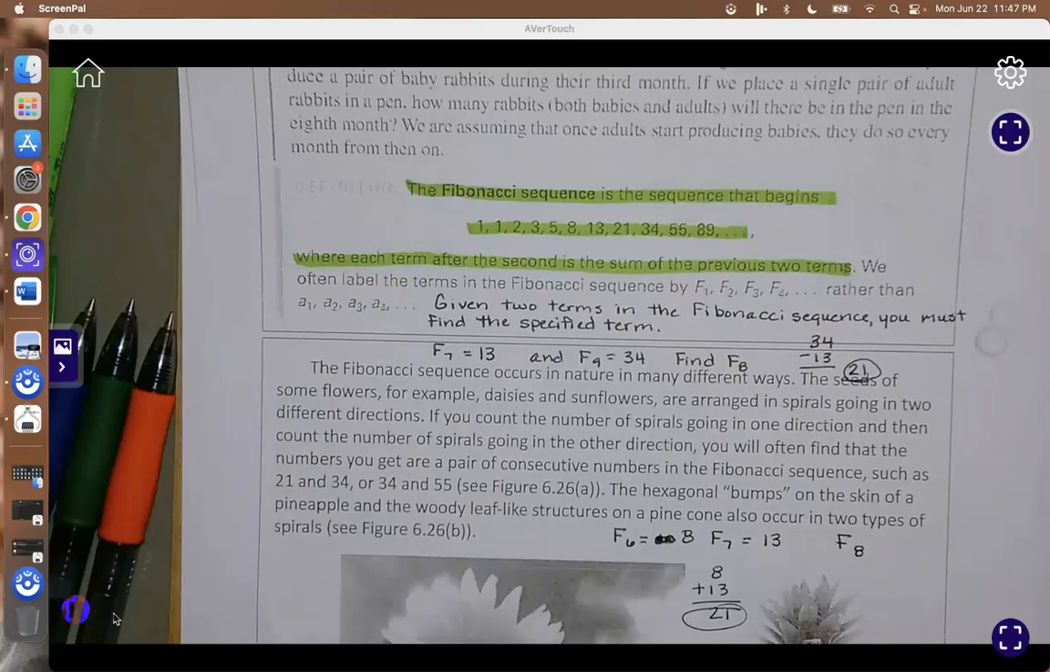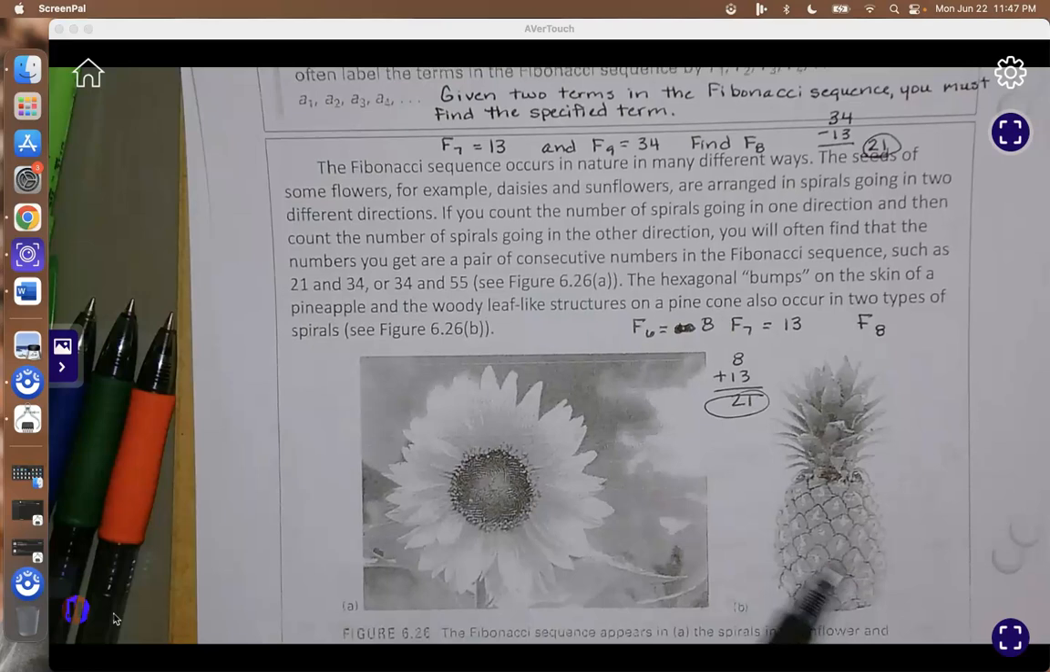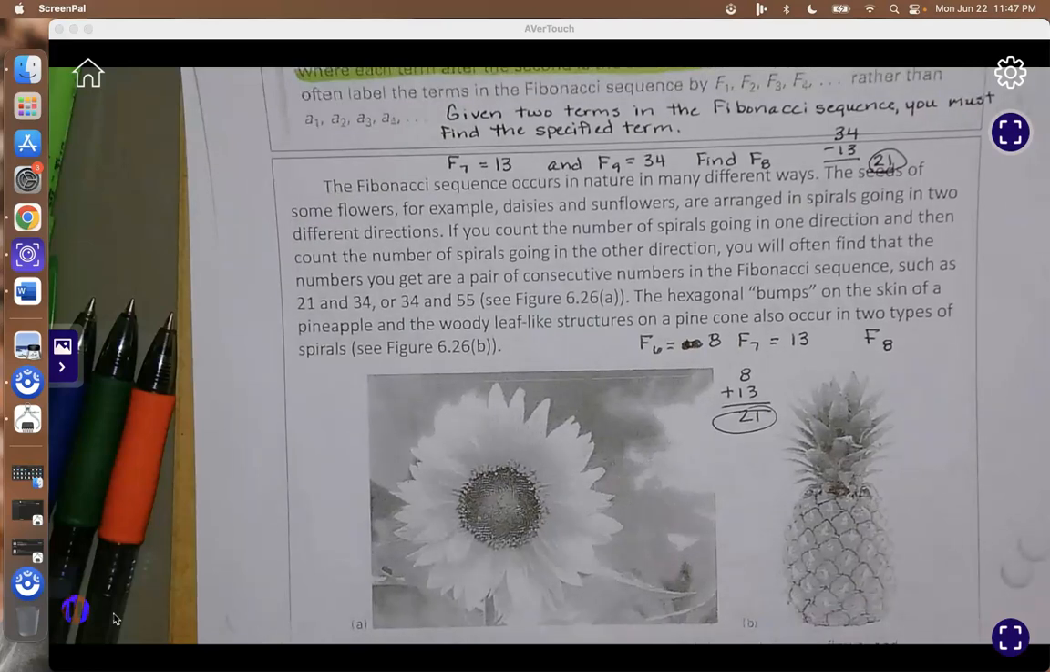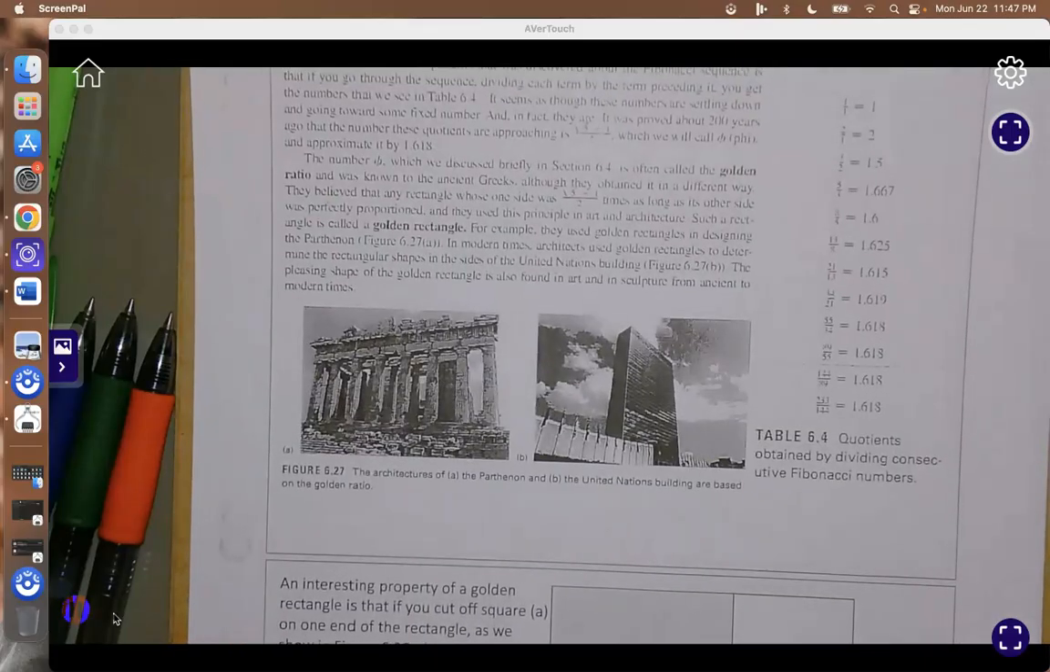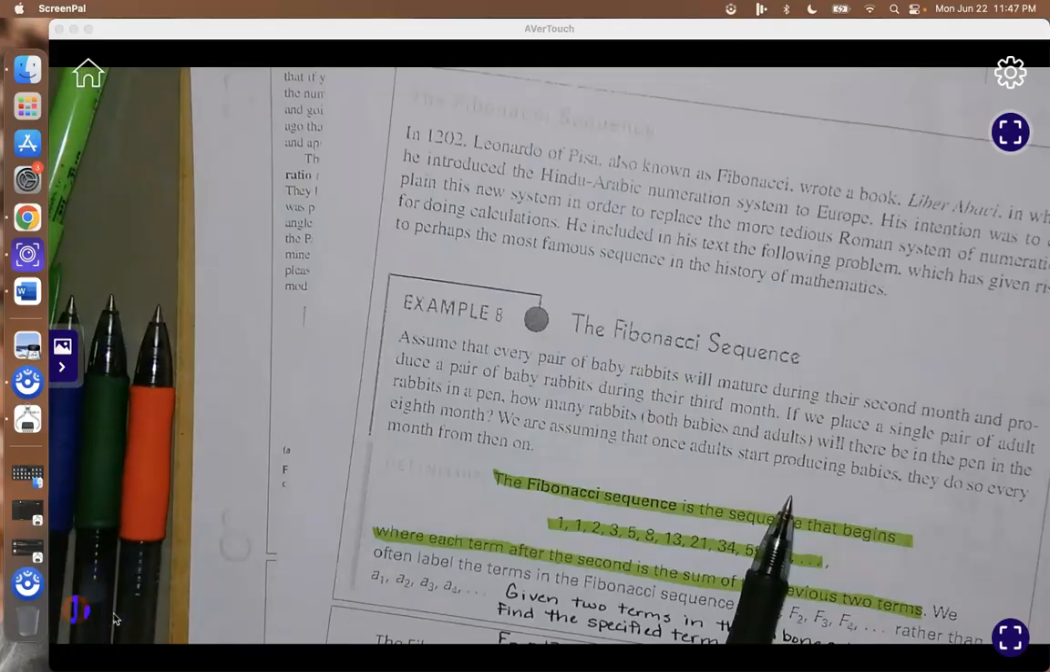Now, just in case you're interested in how it occurs in nature in so many different ways, like for sunflowers and the different patterns on a pineapple. There's even the golden rectangle and all the things like that. So if you want to read over that, I've included that, but I'm not going to read to you on this video. So if you have any questions, please let me know.